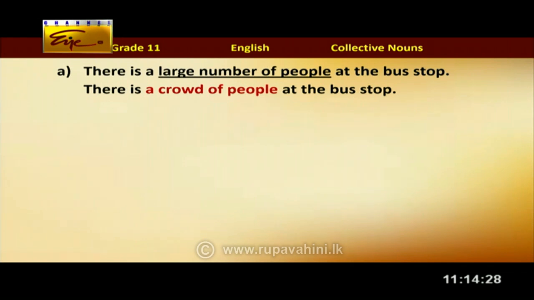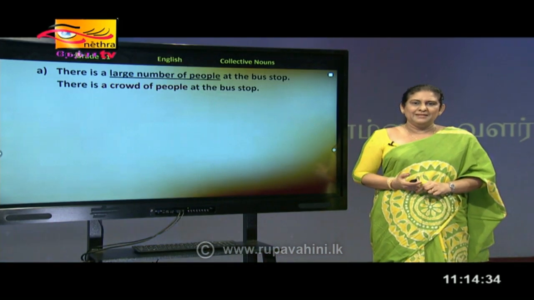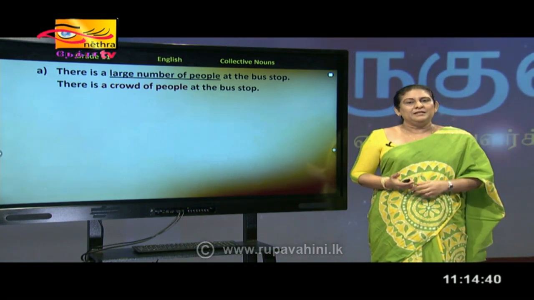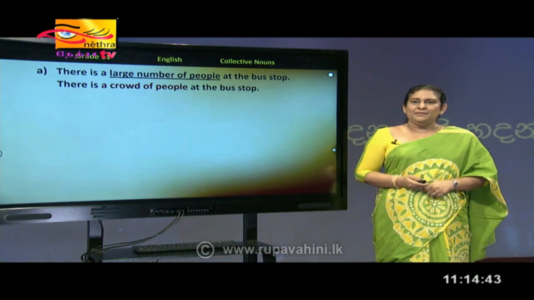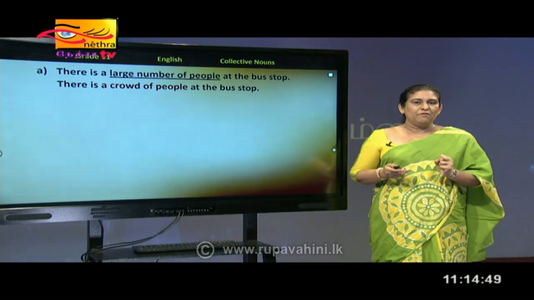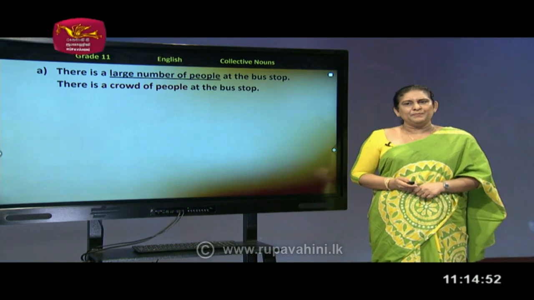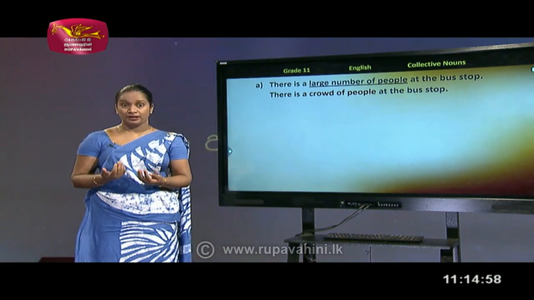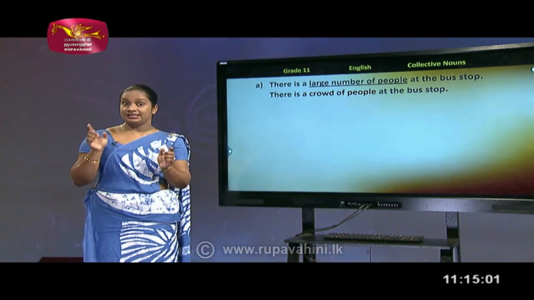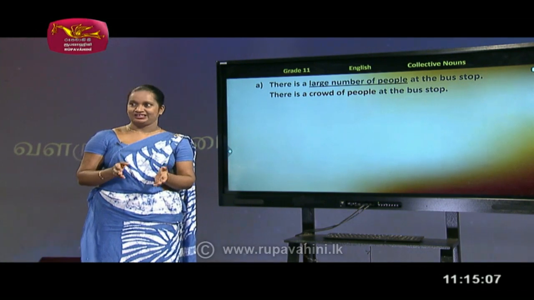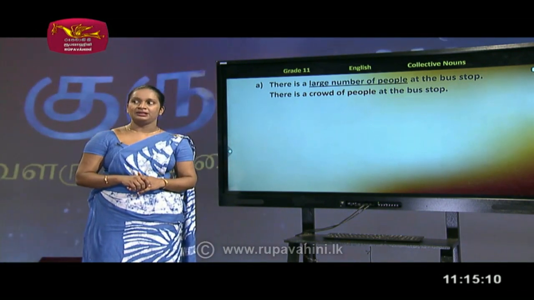There is another activity. Yes. Children, you have to replace some group of words with collective nouns. For example, you have to give the collective noun for the given words. Let us see. There is a large number of people at the bus stop. A large number of people. What is the word we can replace? Yes, we learned that there are certain words that we are using only with people, right? Like the word crowd. So you can replace this phrase with a crowd of people, right? So the sentence comes like this, children. There is a crowd of people at the bus stop.